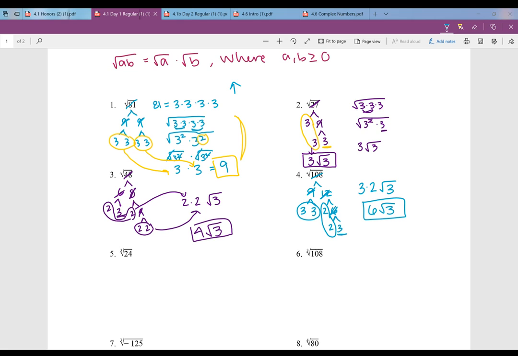All right, so go on to the next video and we're going to talk about simplifying other kinds of radicals that are not square roots.